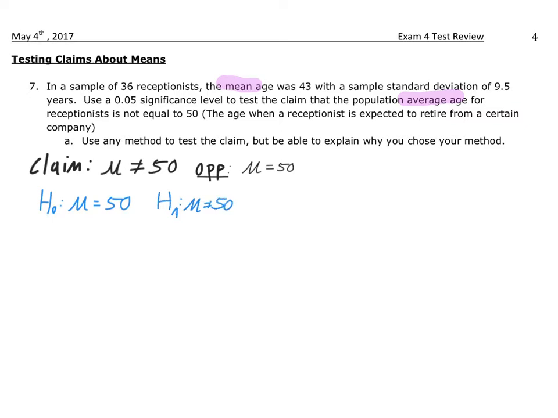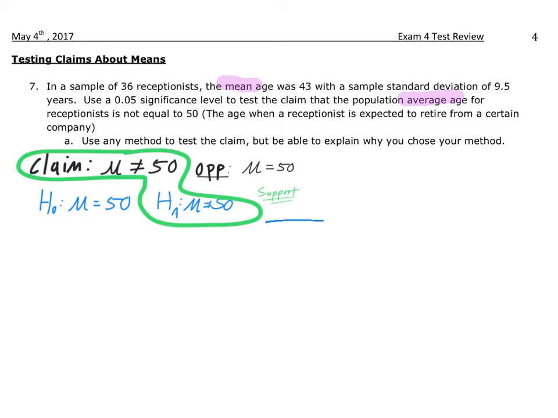Next thing I'm going to do is identify where my claim is. In this case, my claim matches up with my alternative. That's really nice because I know that the keyword there is going to be support. That will show up in my conclusion, and that's going to be very helpful. I also want to identify, because I've got a not equals alternative hypothesis, I'm going to have a test that's going to have two tails on it. So I'll have some value over here on the left-hand side missing low, and some value over here on the right-hand side missing high.